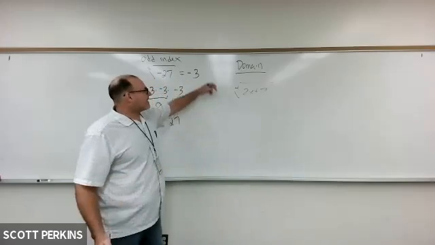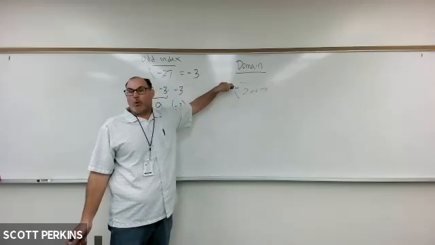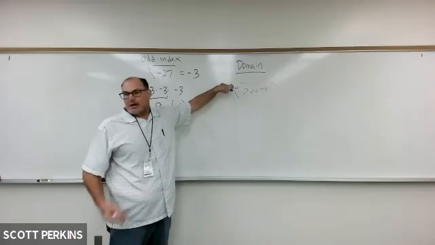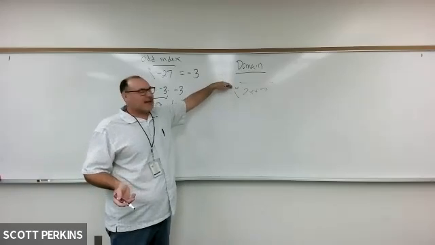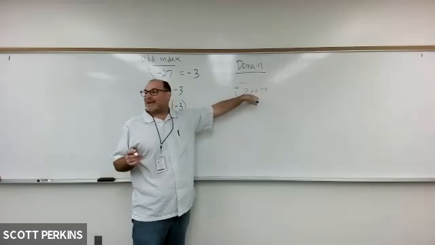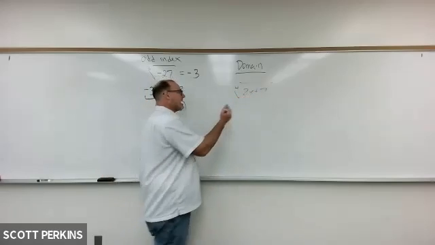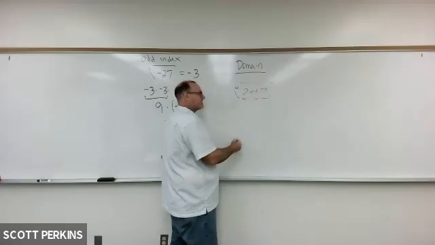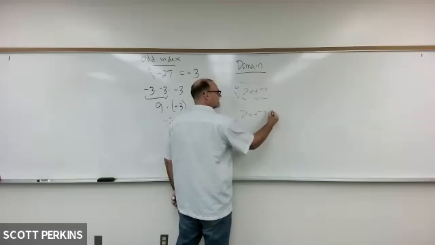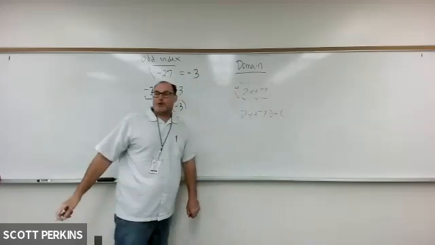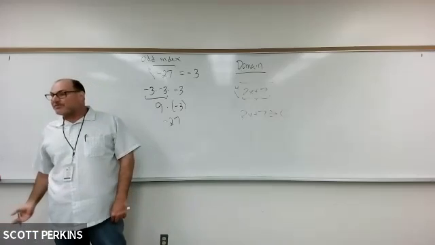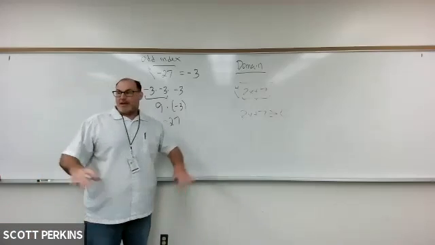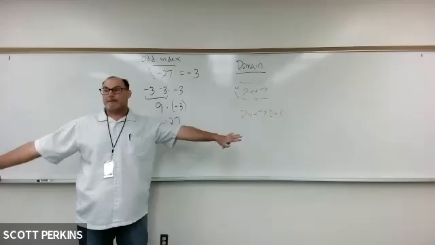All right, once again, I've got an even index. It's 4 this time instead of a 2. Doesn't change anything. When the index is even, you cannot have a negative under the radical. So again, I'm just going to take this 2x plus 7, and that has to be bigger than or equal to 0. No choice. So we'll solve this. Any questions? Are we doing okay?